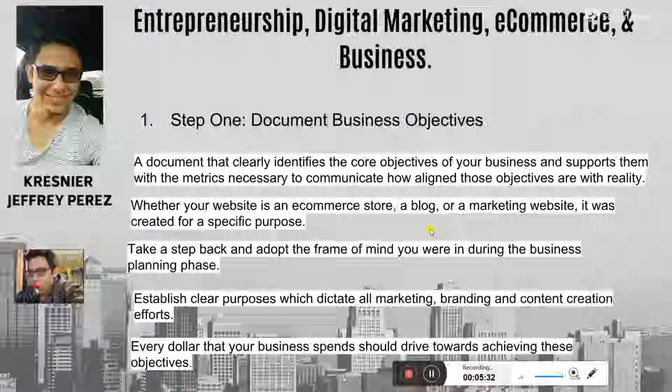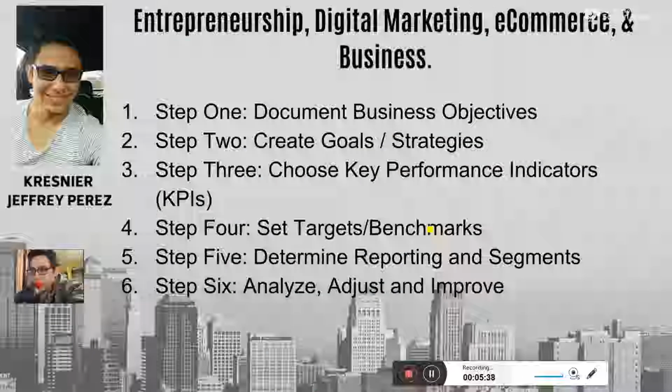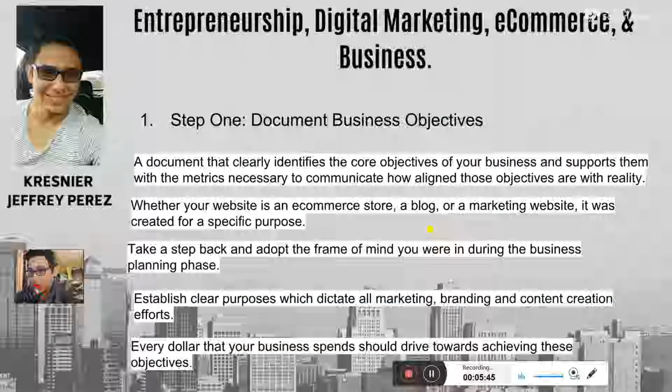So step 1, document business objectives. Just in case I lost you, I want to go back to the 6 steps. So document business objectives is step 1. A document that clearly defines the core objectives of your business and supports them with the metrics necessary to communicate how aligned those objectives are with reality.